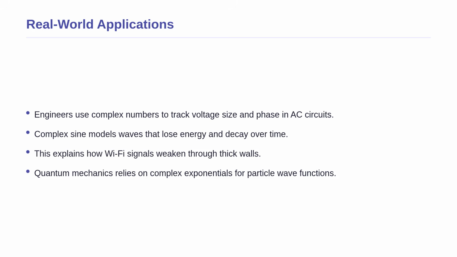Because in engineering and physics, waves rarely exist in perfect isolation. When analyzing alternating current or AC circuits, engineers use complex numbers to track both the size of a voltage wave and its timing, known as phase. Furthermore, complex sine and cosine allow us to model waves that are losing energy and dying out over time. This is exactly what happens to a Wi-Fi signal traveling through a thick brick wall. Even in quantum mechanics, particles like electrons are described by wave functions that rely heavily on complex exponentials. Without this math, modern telecommunications would not exist.